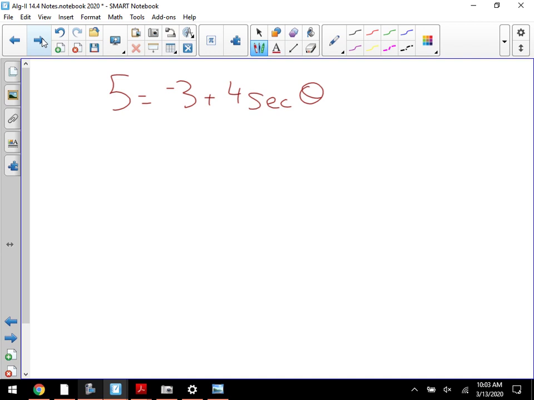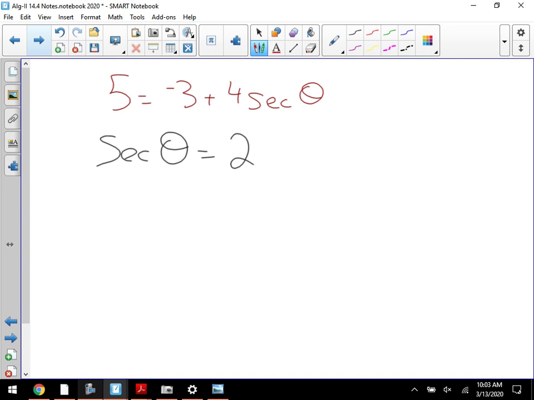Everybody okay with that? So we add 3, divide by 4, you get 2, and I'm going to write it as secant theta is 2. I'm just going to move the secant over to the left-hand side. All right? Secant's the reciprocal function of what? Cosine. So if secant's the reciprocal function of cosine, if I reciprocal one side, what do I do to the other side? So what does it become? 1/2. Yeah, all you have to do is reciprocal it.